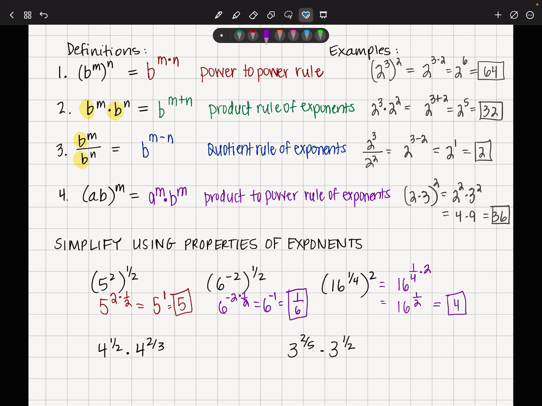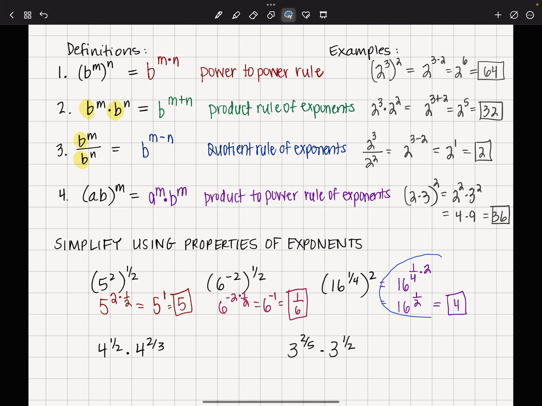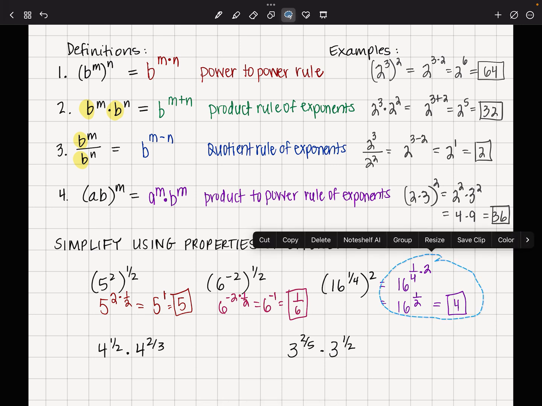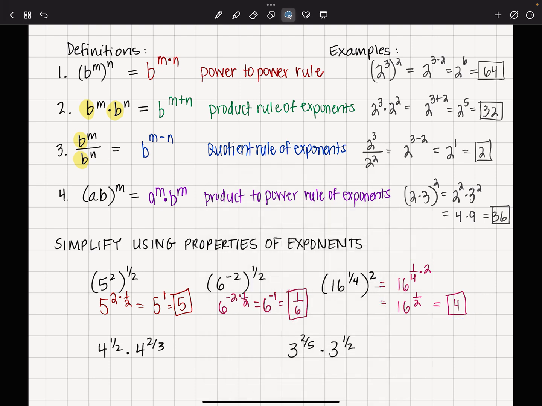So I should have done these all in red. I'm going to make them all in red because they were all really the same type of problem. And then in red over here, I'm going to say that these problems were all power to a power.